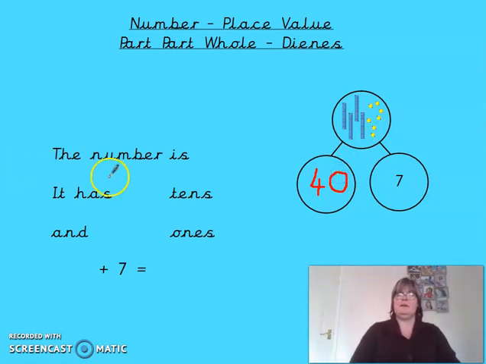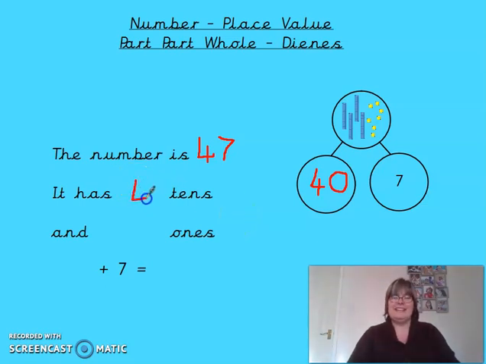Now let's see if we can fill this one in. So what is the number? It's 47. And how many tens has my number got? Has it got 40 or 4? It's got 4 tens, hasn't it? Because we're talking about the tens. So we're saying there's a 10, there's a 10, there's a 10, and there's a 10. How many ones? We know that one because it told us already.